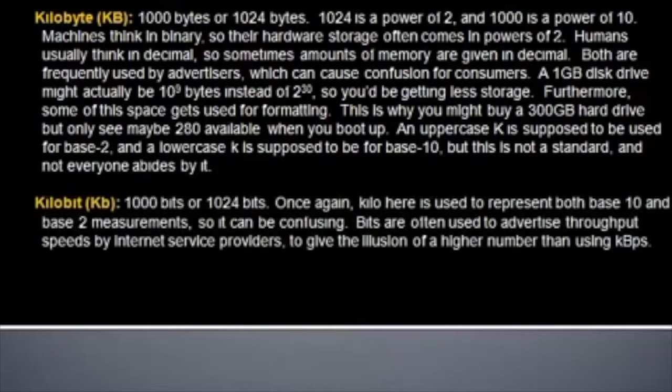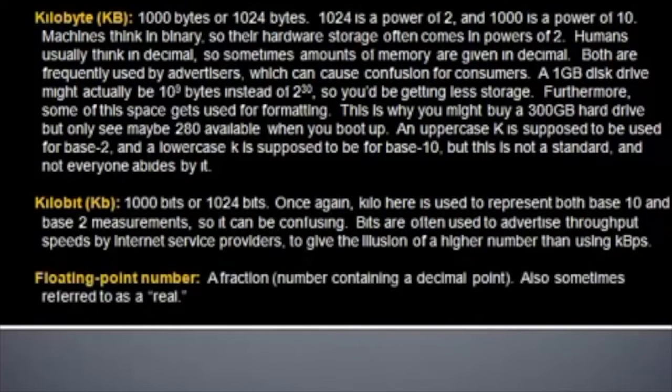Kilobit, 1000 bits or 1024 bits. Once again, kilo here is used to represent both base 10 and base 2 measurements, so it can be confusing. Bits are often used to advertise throughput speeds by internet service providers to give the illusion of a higher number than using kilobytes per second.